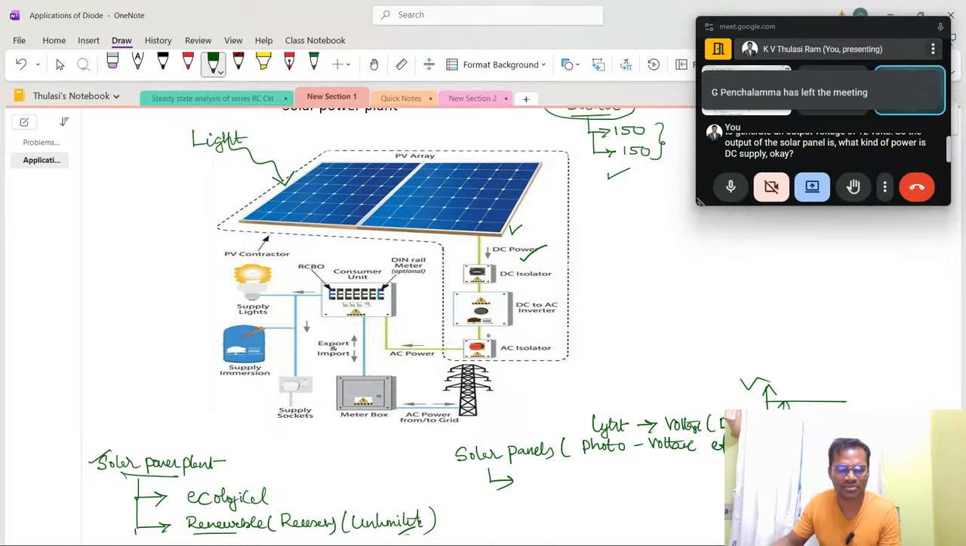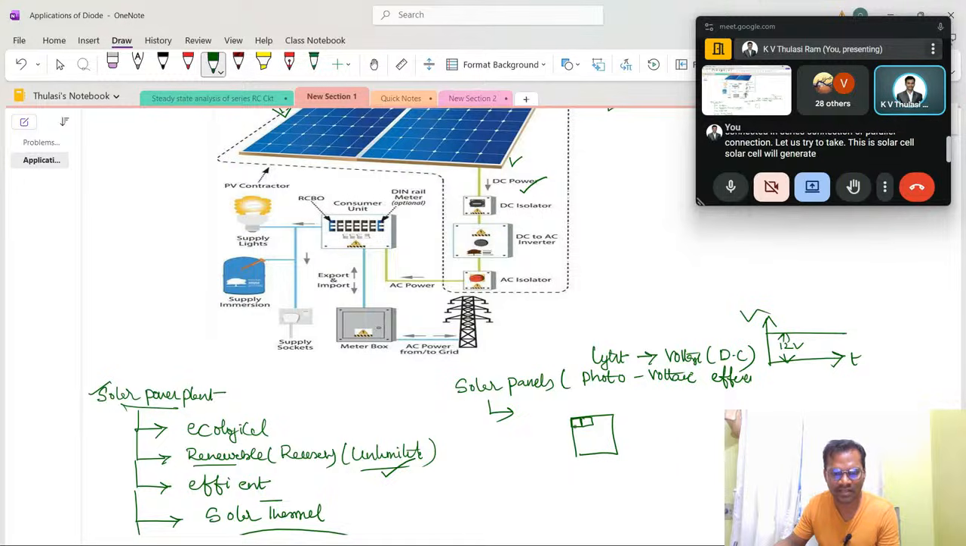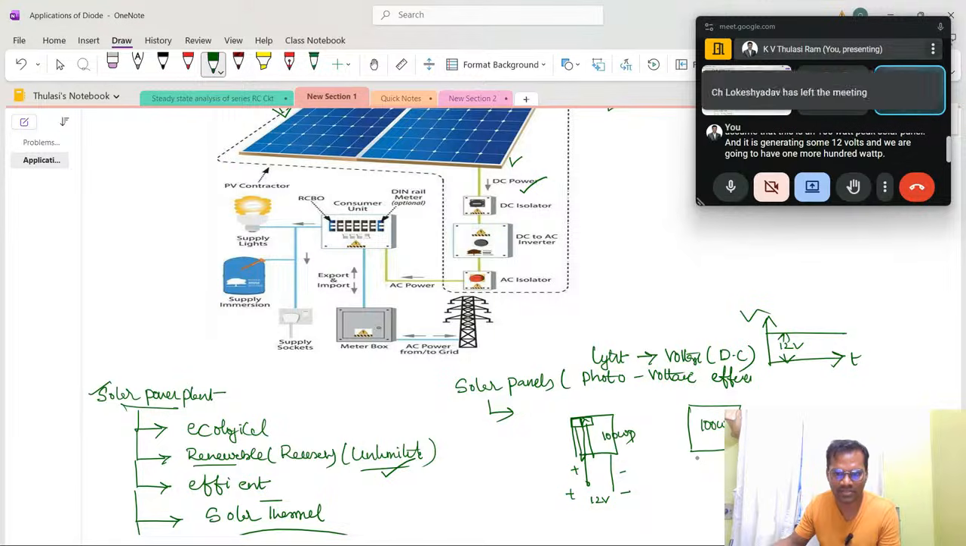These solar panels may be connected in series or parallel. Let us take this as a solar cell. A solar cell generates voltage, all connected in series, and ultimately the output of the solar panel is a DC supply. Let us assume this is a 100 watt peak solar panel generating 12 volts, and we have one more 100 watt peak solar panel, with positive and negative polarity.